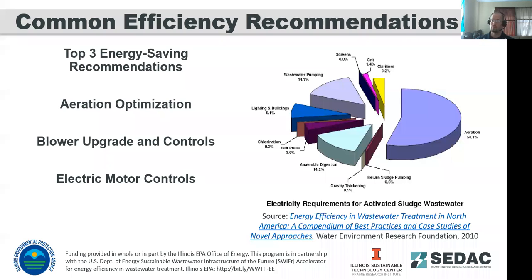Coupled with that are blower upgrades and controls. If you've got an aeration process that you cannot back off the airflow when you don't have as much demand, then you're going to end up over aerating that process and wasting that energy. So those two kind of go hand in hand, and because it's such a large component, it is a big focus for our program. The next thing is wastewater pumping and recirculation pumping. So electric motors and motor controls like VFDs are another frequent recommendation for our projects.